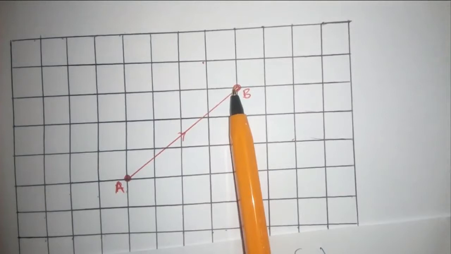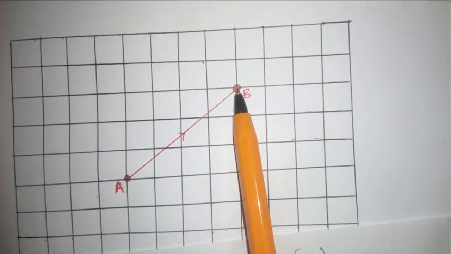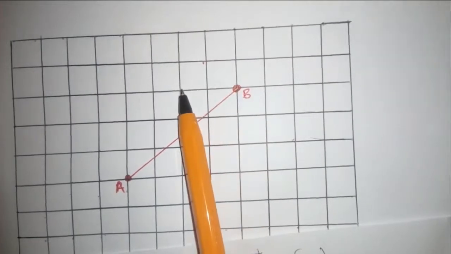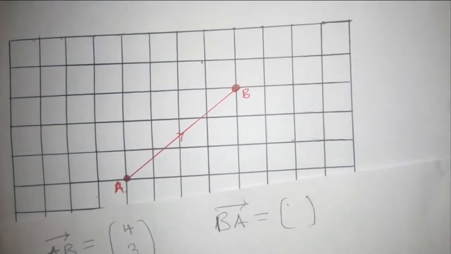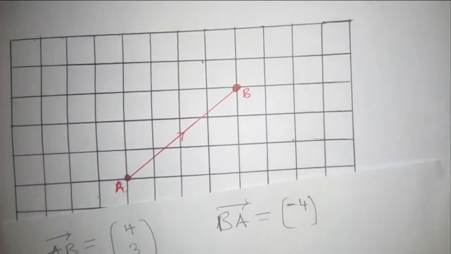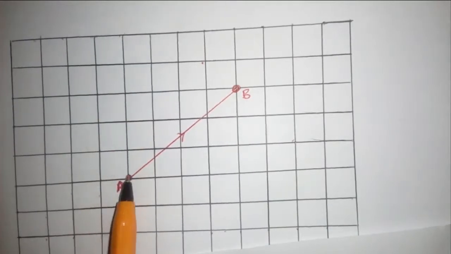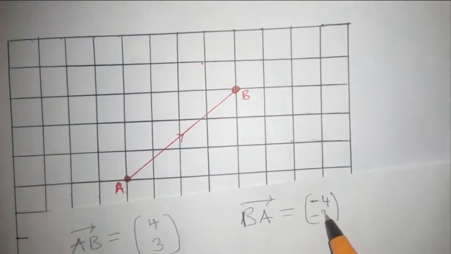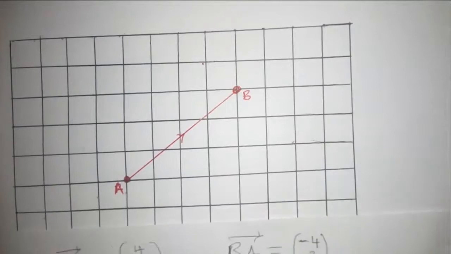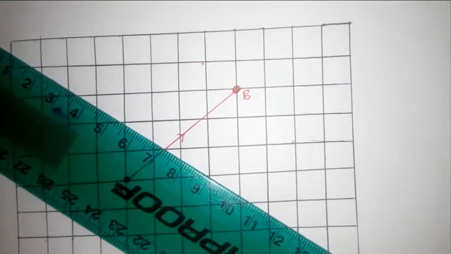Now which direction are we going? We are going to the left side, meaning the number we get will have a negative on it. So it will be 0, 1, 2, 3, 4, negative 4. And then down from here we go down 0, 1, 2, 3. This is also negative 3 because we are going downwards. So you may be asked to add two vectors.